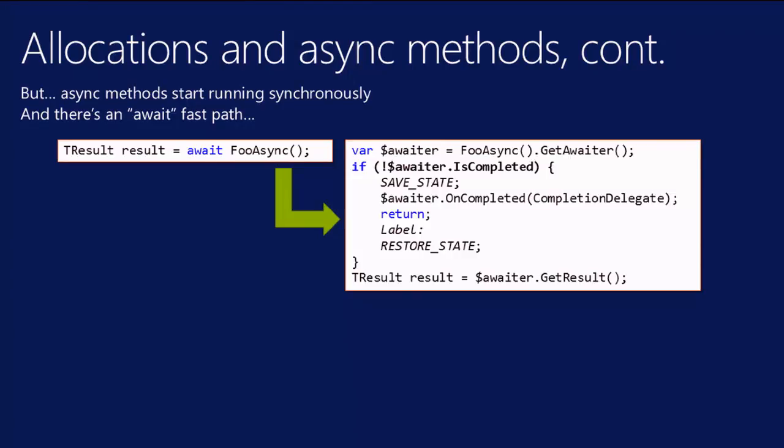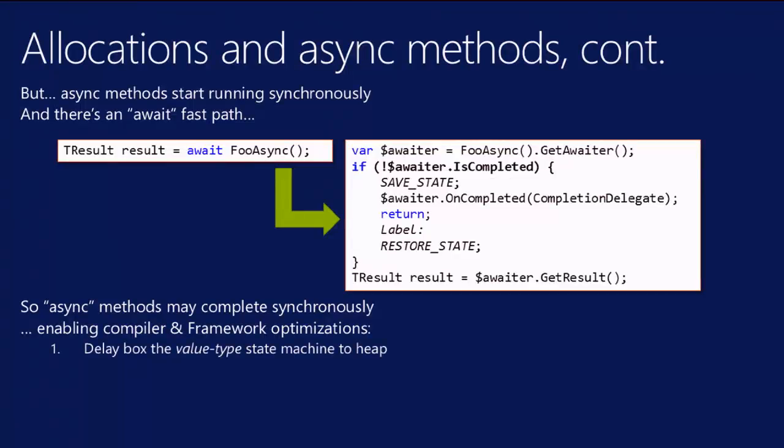We skip this whole block where we were saving state and resuming it and putting things in or out of the heap. We just keep going. We call get results synchronously, and we hand it off. We were never actually asynchronous. And so because async methods can complete synchronously, we can do optimizations, right?